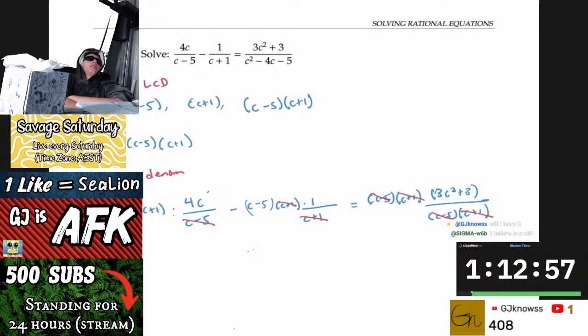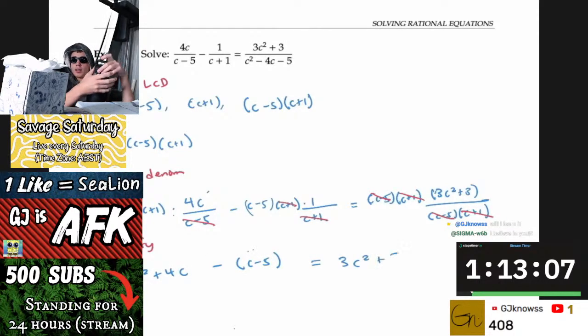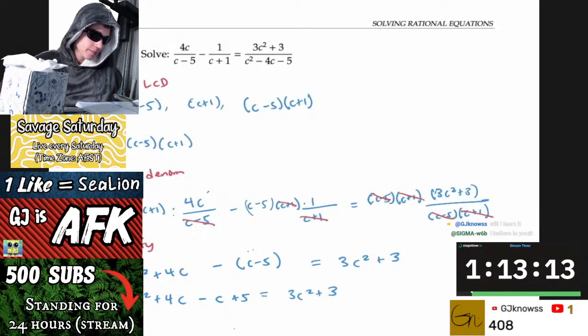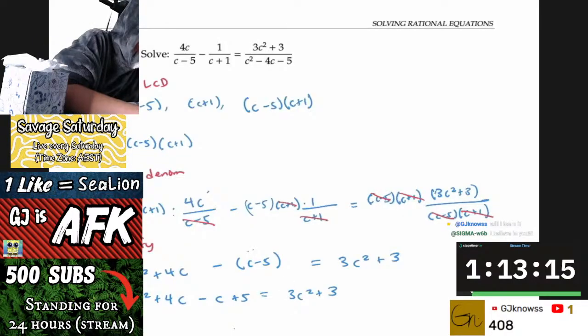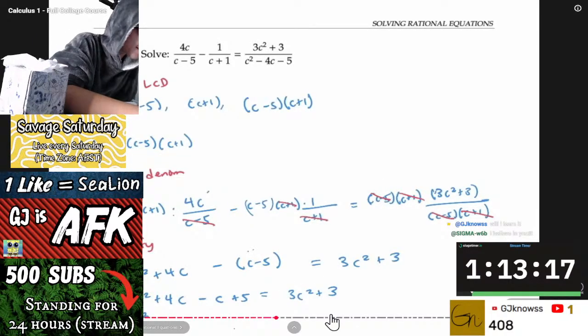Now I'm going to simplify by multiplying out. So I get, let's see, c plus 1 times 4c, that's 4c squared plus 4c. Now I get minus, just c minus 5, and then here I get 3c squared plus 3. I can rewrite the minus quantity c minus 5 as minus c plus 5. And now I can subtract the 3c squared from both sides to get just a c squared over here. And we're left with 4c minus c, that becomes a 3c.